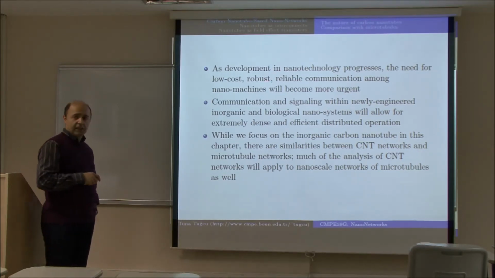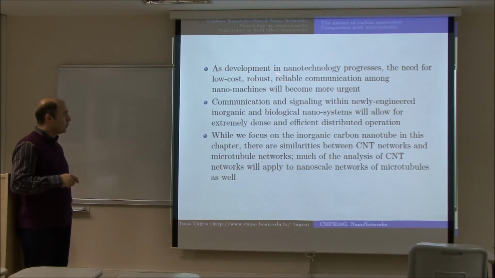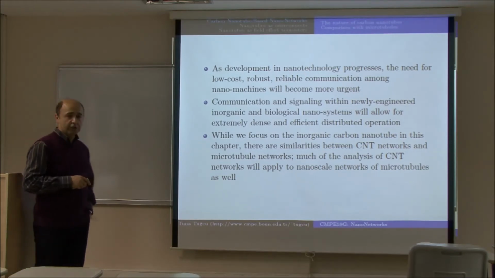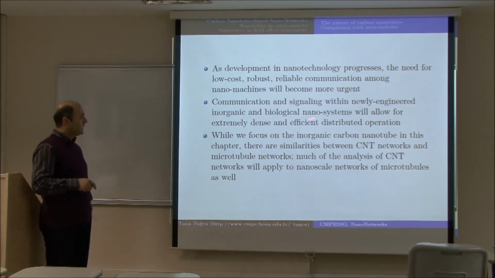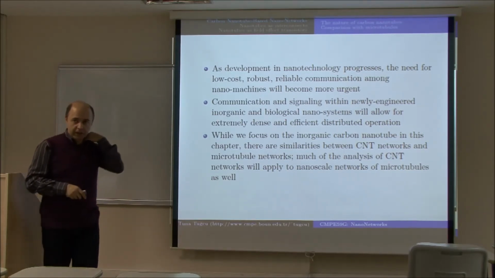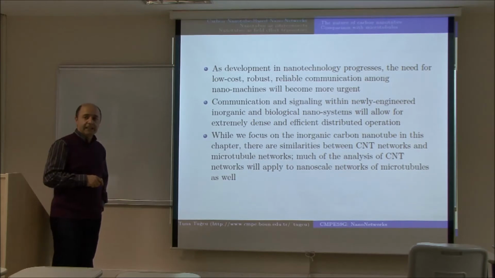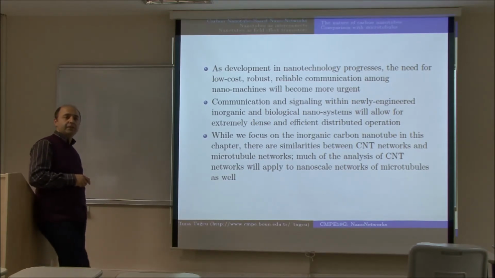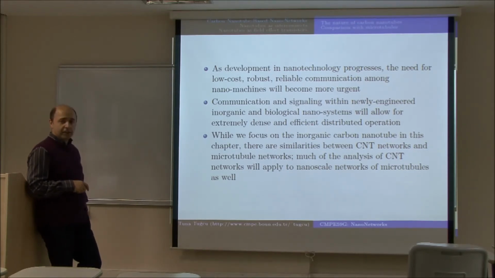As the development in nanotechnologies continues, there is a need for low-cost, robust, and reliable communication among these nanomachines. And the communication and signaling within these inorganic and biological or biohybrid nano systems will allow us to deploy these devices in a very dense manner in a specific area, and you need to provide efficient communication between these distributed devices.